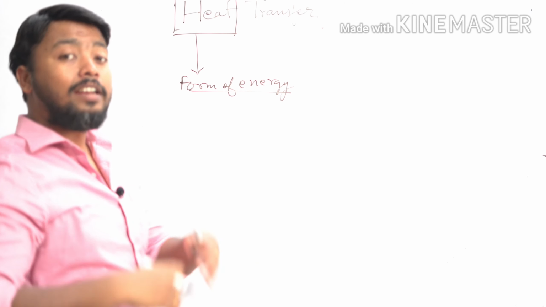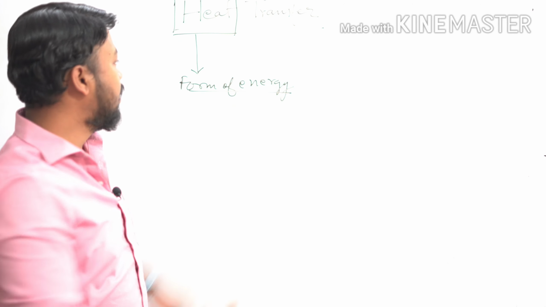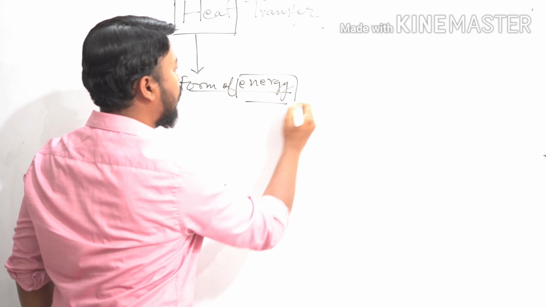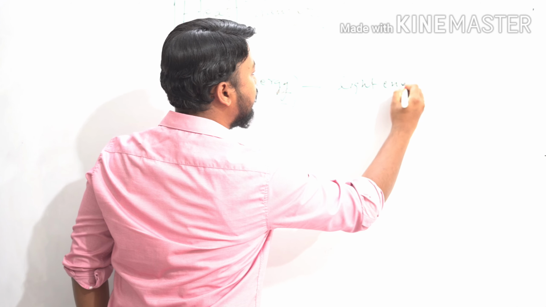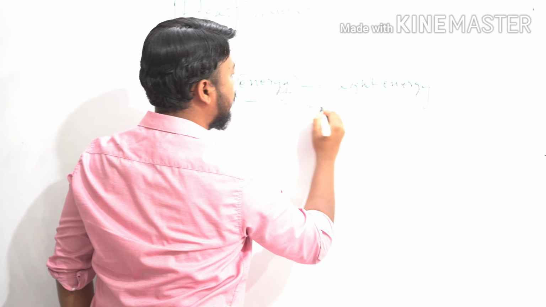All right? Energy has got many different forms, and out of all those forms, heat is just one type. Energy may have many more forms like light energy, sound energy, kinetic energy, potential energy, and even heat energy.